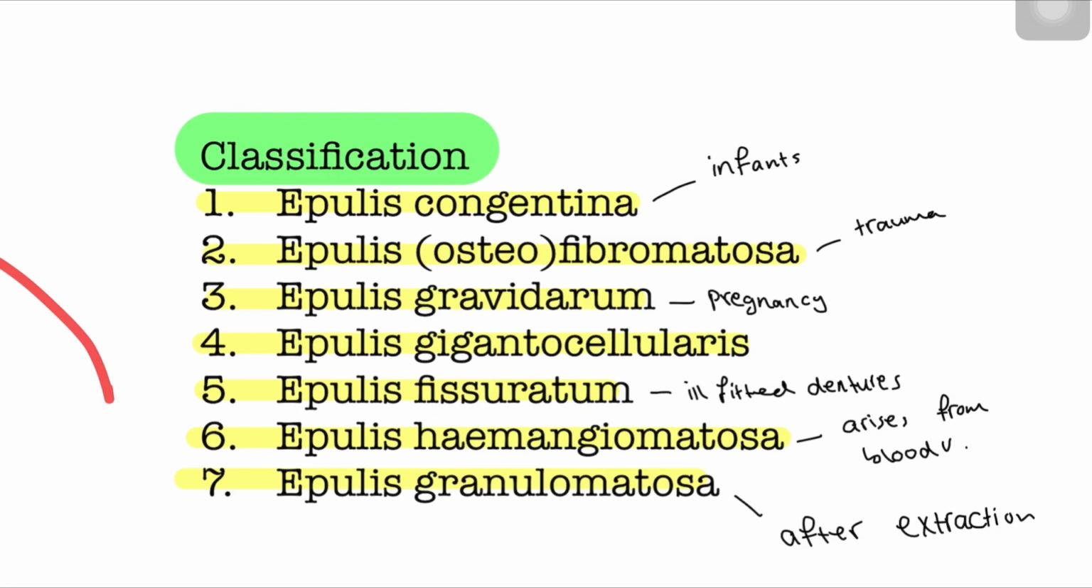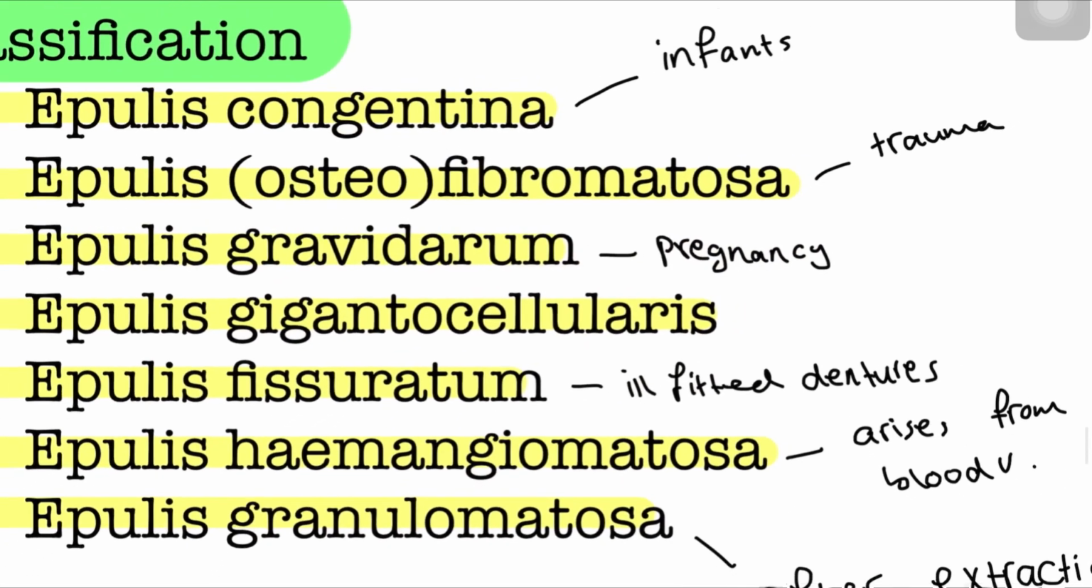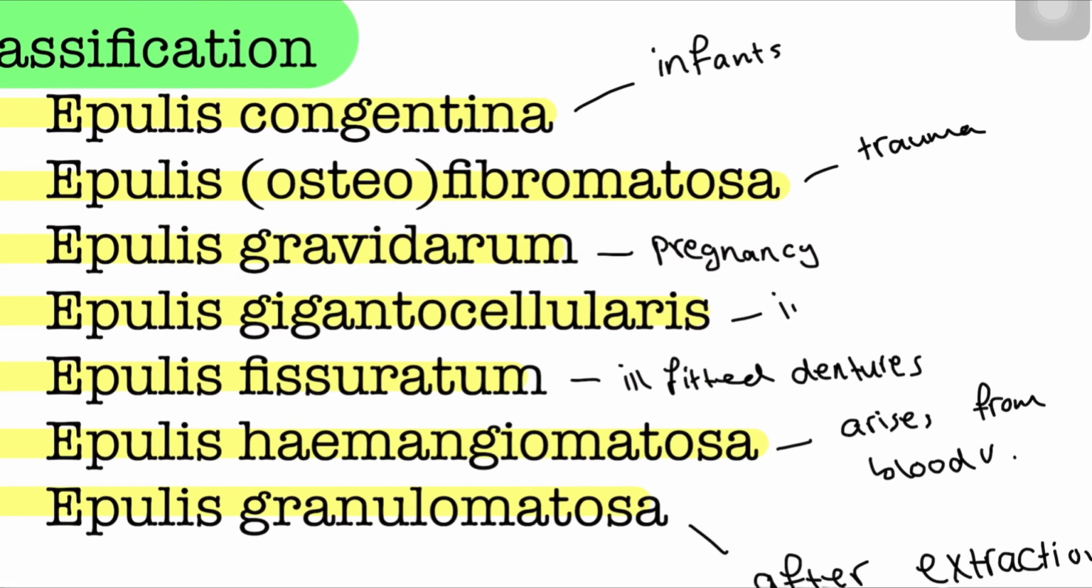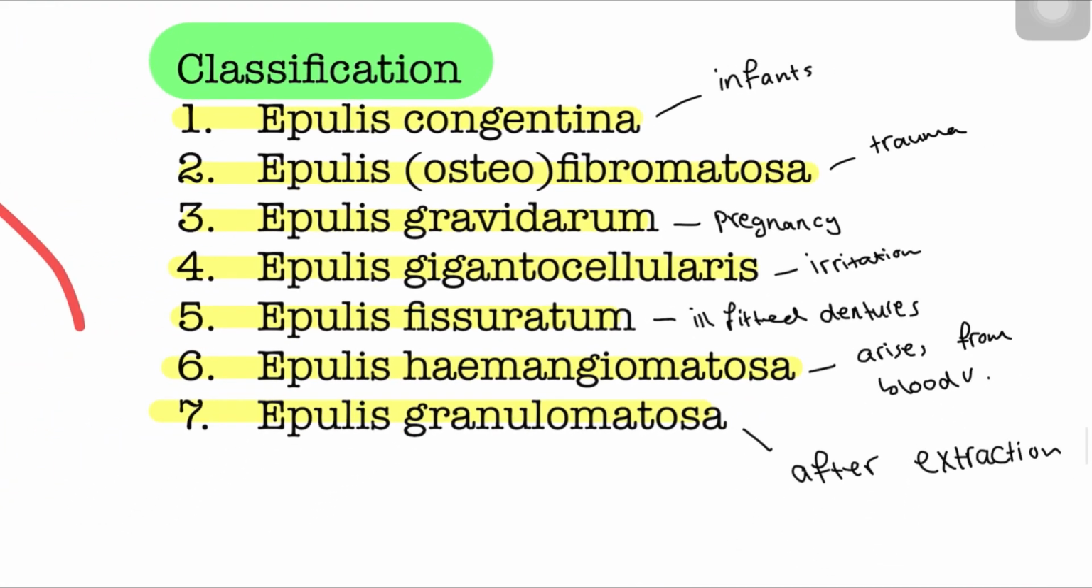But I mean, all of these could have their own reasons, but this is just a brief explanation of what they are. So when we get into details, you guys could just have it as a side note. Okay, we have Gigantocellular that is left. This one is also irritation again or trauma. I'll just say irritation. This is also irritation, like fibromatosa. But anyway, that's the small summary. Now let's get into details.